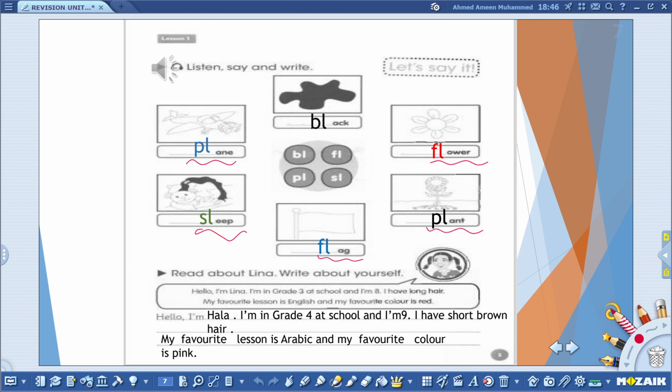Read about Lina, write about yourself. Hello, I'm Lina. I'm in grade 3 at school and I'm 8. I have long hair. My favorite lesson is English and my favorite color is red.